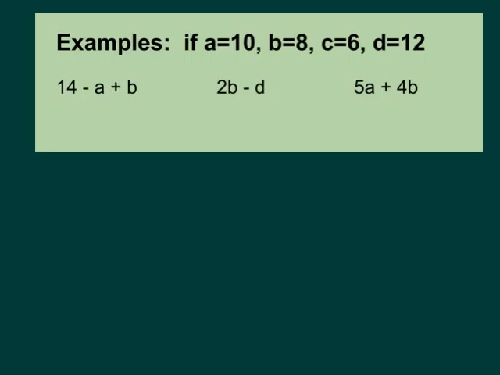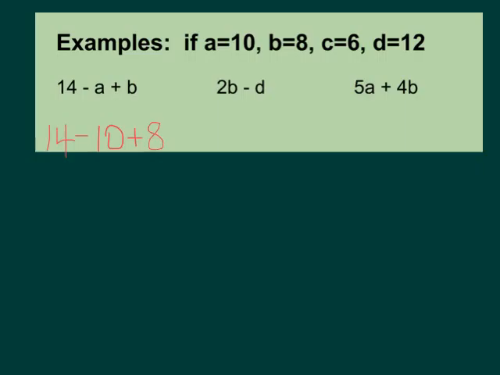Okay, let's do some more examples. Now look, we've got 3 examples. All of them involve the letters A, B, C, and D, although actually none of these have a C in them, so we don't need that. But we're given values for A, and for B, and for D. What do we need to do? We need to plug in those values. So we're going to keep the 14. Now instead of writing minus A, we're going to write minus 10 because that's what the problem tells us that A is equal to. And instead of writing plus B, we're going to write plus 8 because that's what the problem is telling us to use the value of B.